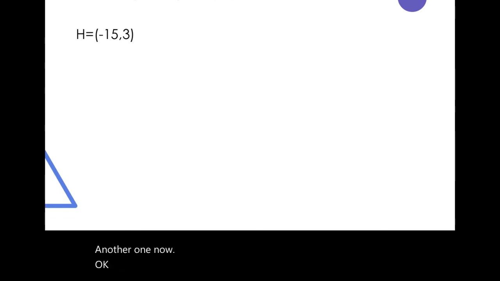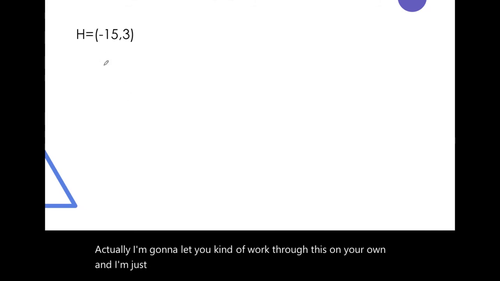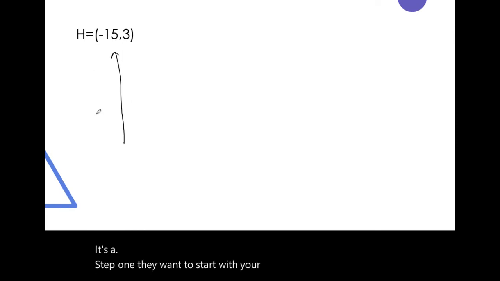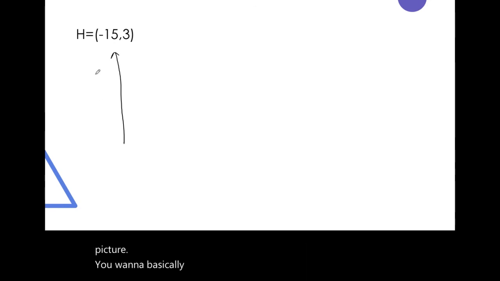Now again, I invite you to work through this with me or on your own. Actually, I'm going to let you work through this on your own, and I'm just going to write it out, and you follow along. Step one, you want to start with your picture. After you draw your picture, you want to label the axes, label the x and y components on your vector, and label what the angle theta is.